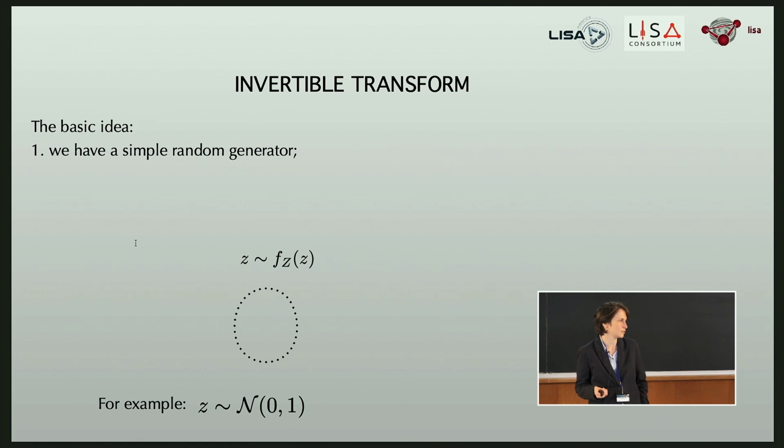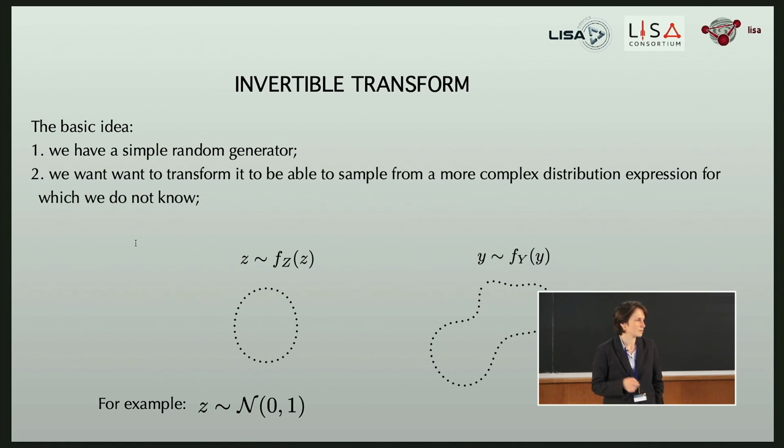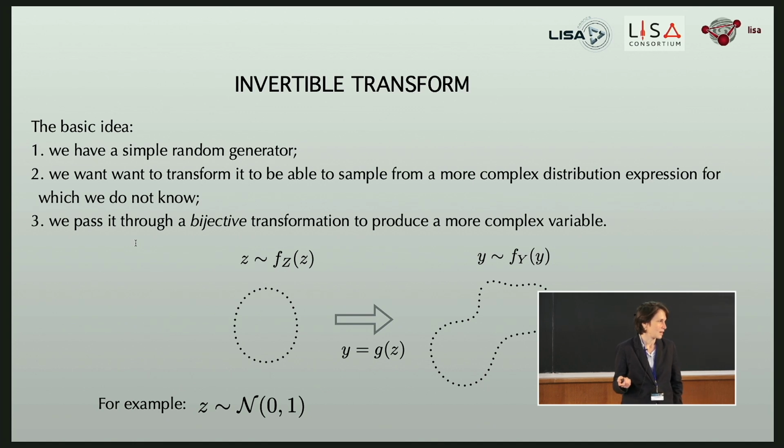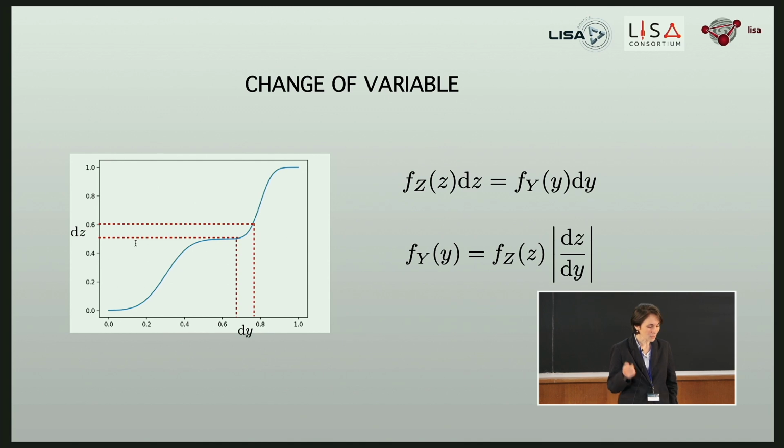So the basic idea of the invertible transform is that we have a simple-to-sample distribution, like a normal distribution, and we want to learn the map from the simple-to-sample distribution to the complicated distribution, which would be our posterior. So we define some sort of bijective transformation, and then we learn this bijective transformation. This is a very simple idea in general.